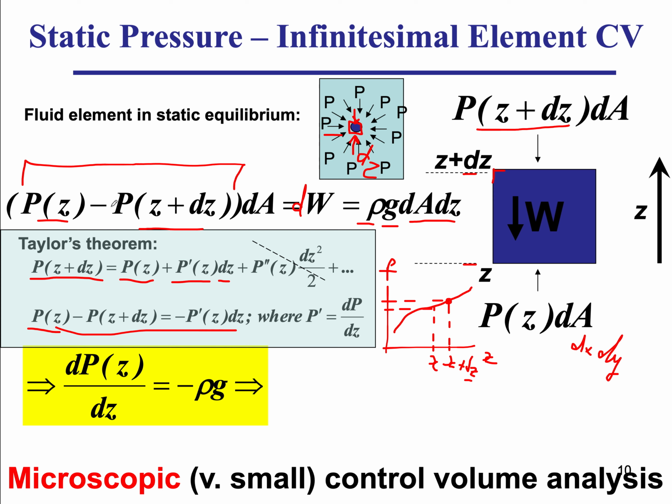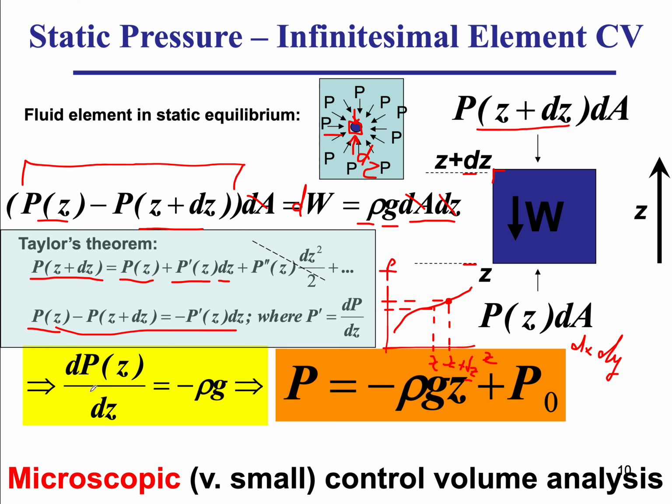I put dp dz over here and multiplied by delta z, so the delta z goes with the delta z, and the dA goes with the dA. So I end up with dp dz equal to just minus rho g. And then if I integrate this, in fact I first separate variables. I take the dz over here and integrate the dp, which gives me a p, and integrate the dz, because rho g is a constant, the dz gives me a z.